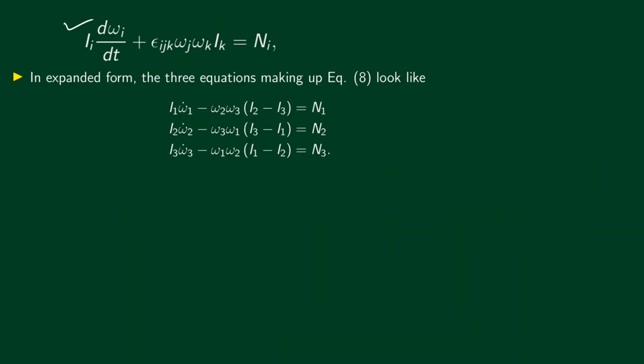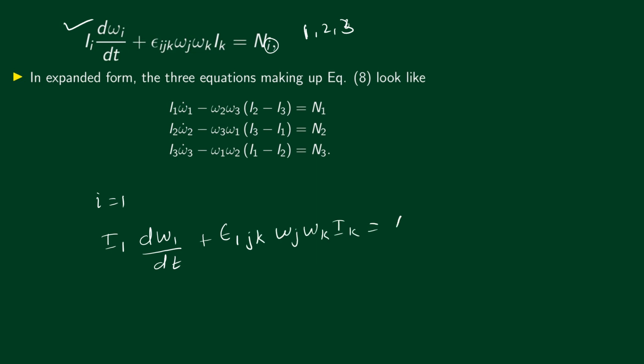So these are the equations of motion we obtained. The index i takes values 1, 2 and 3, so we have three equations here. Let's write them out. For i equal to 1, this equation becomes I1 d omega 1 by dt plus epsilon 1jk omega j omega k Ik is equal to N1. Here the first index of the Levi-Civita is fixed. Now we have to sum over both j and k.